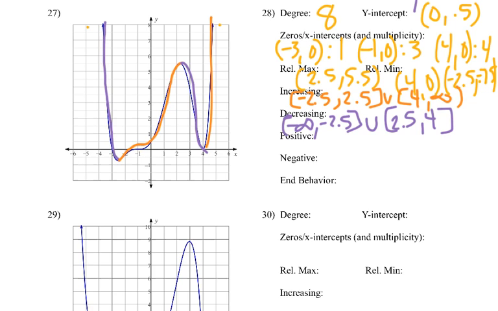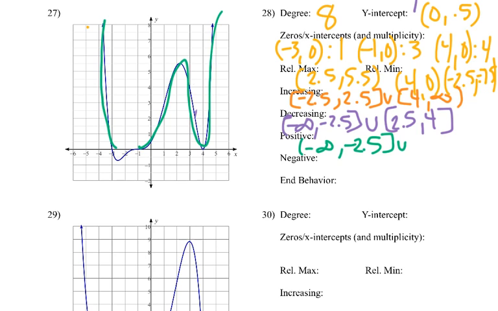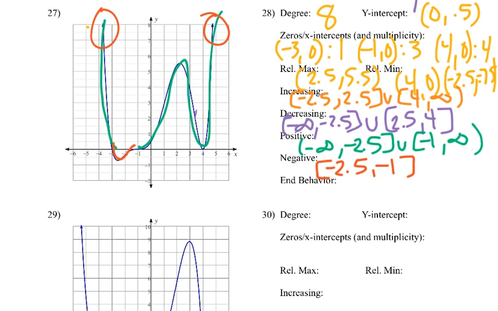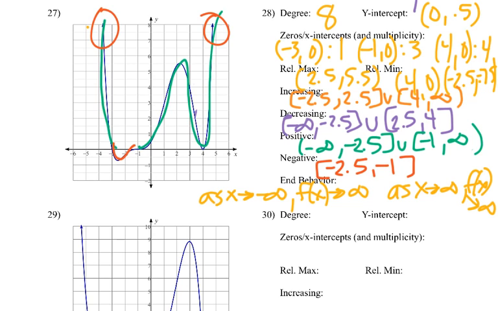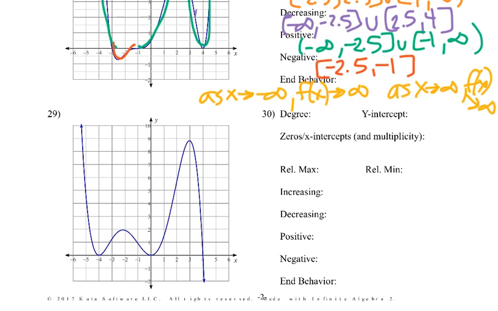Okay, positive and negative. It's really only negative in one small spot. So positive from negative infinity to negative 2.5. Then it takes a jump, and from negative 1 it's positive again, so negative 1 to positive infinity. Okay, negative is just right here, so negative would be from negative 2.5 to negative 1. And behavior, they're both going up. So I'd write as x approaches negative infinity, f of x approaches positive infinity. And as x approaches positive infinity, as it goes to the right, f of x approaches positive infinity. It goes up.